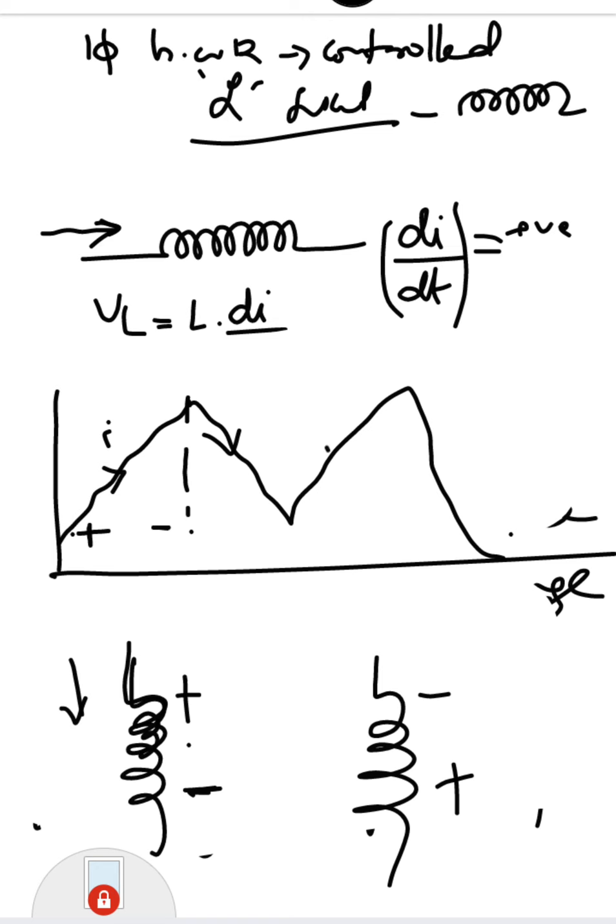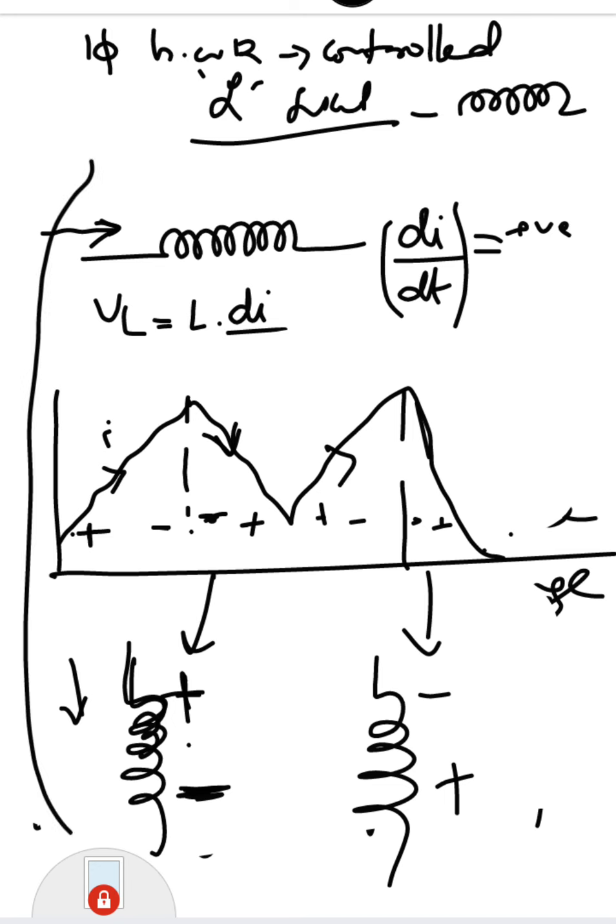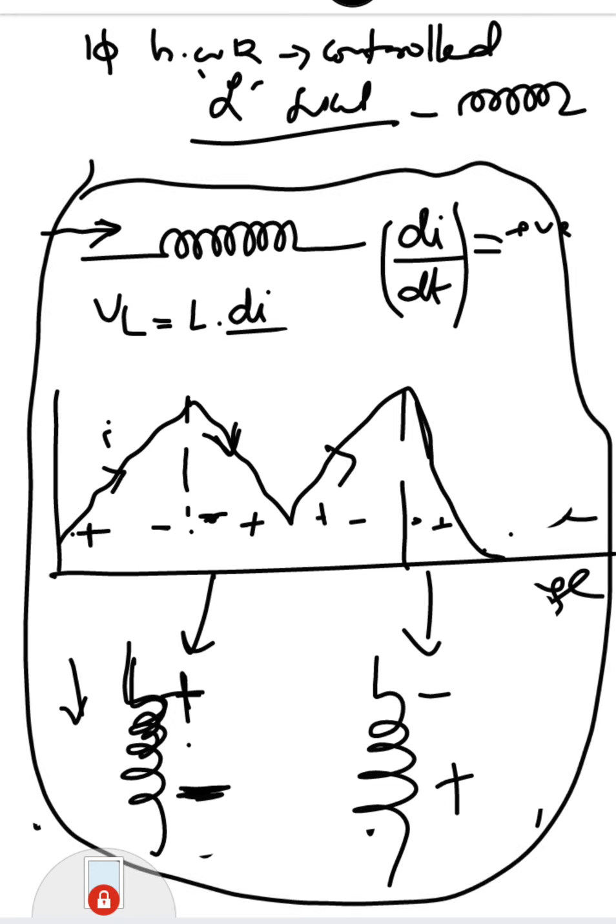So this happens automatically in an inductor. Whenever the current increases, it develops a polarity like this. Whenever there is a chance for current to decrease like this, immediately the polarity of the inductor reverses. So here also plus minus, when the current decreases, this is minus plus. So these things are very important, you need to remember before doing analysis with inductive load.